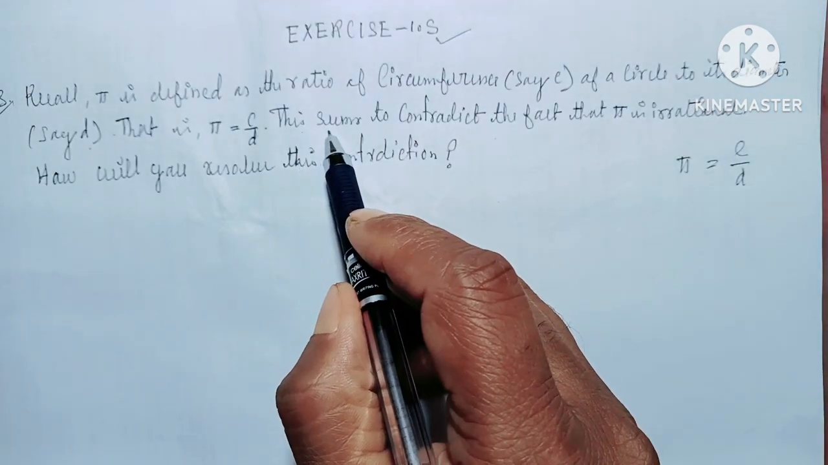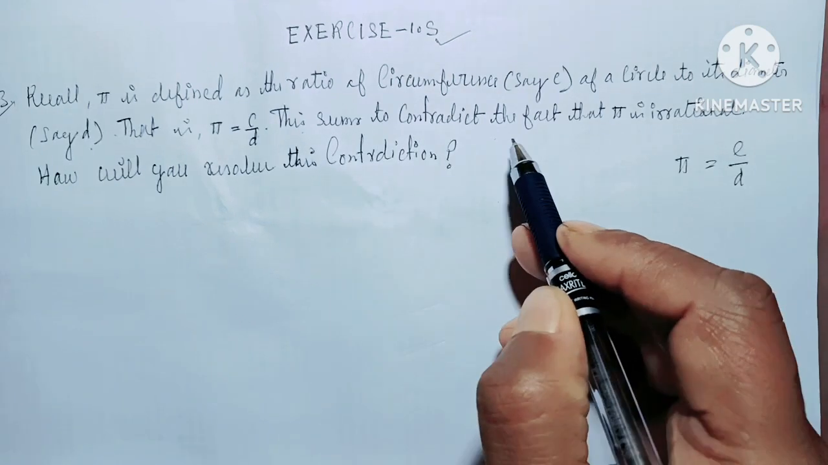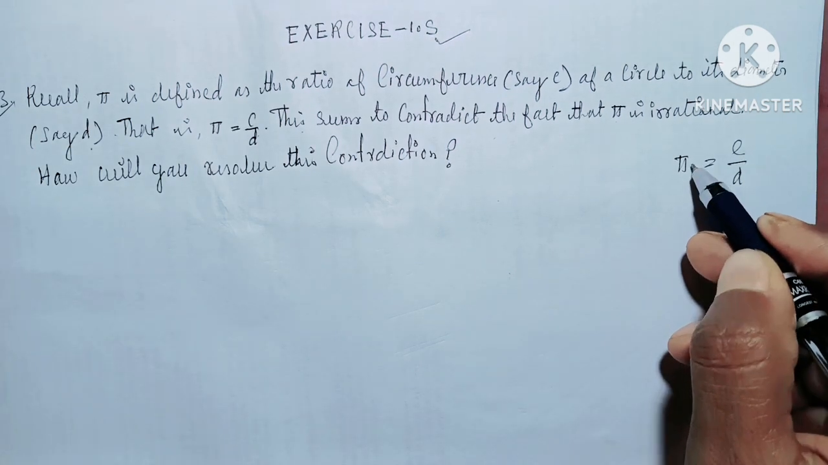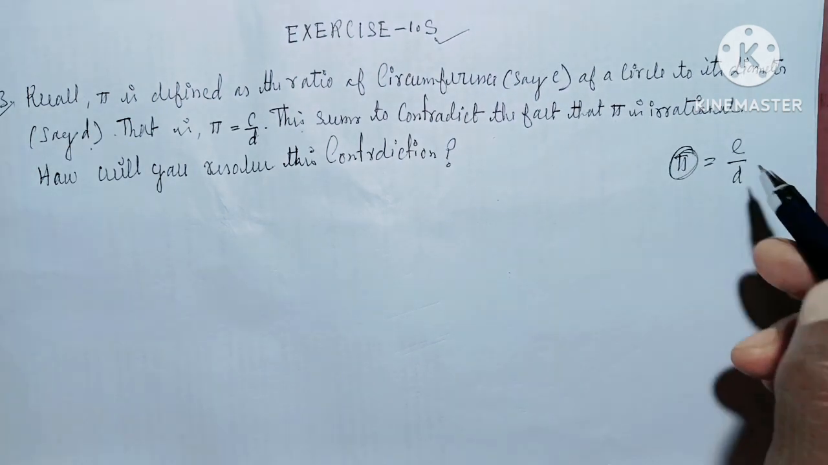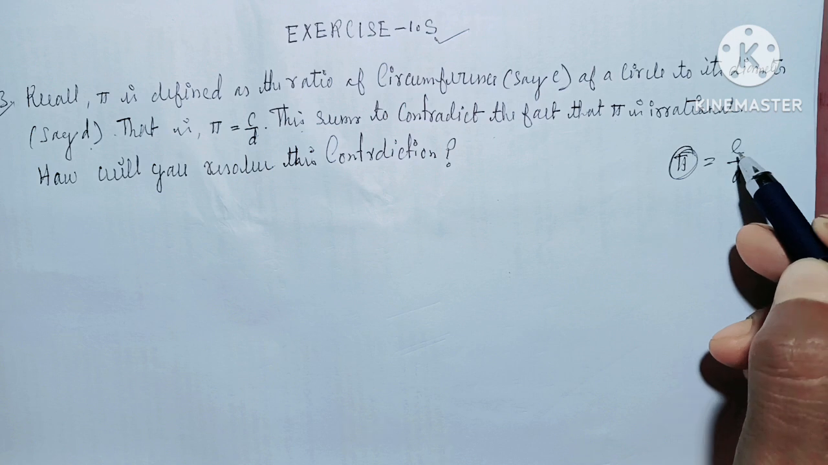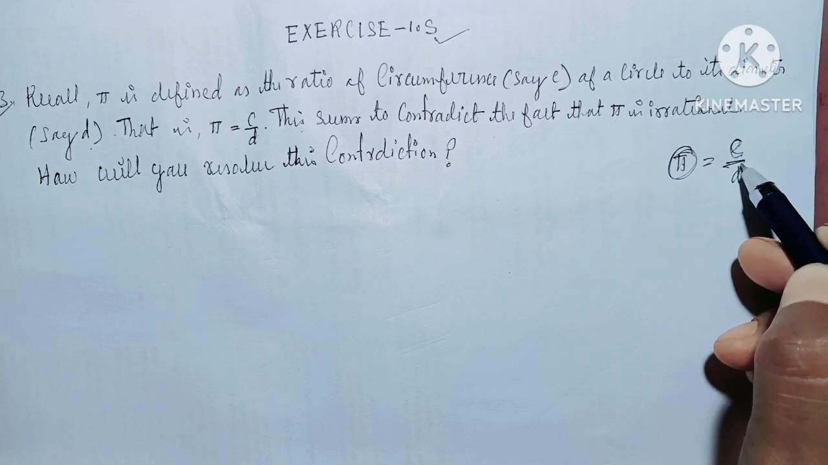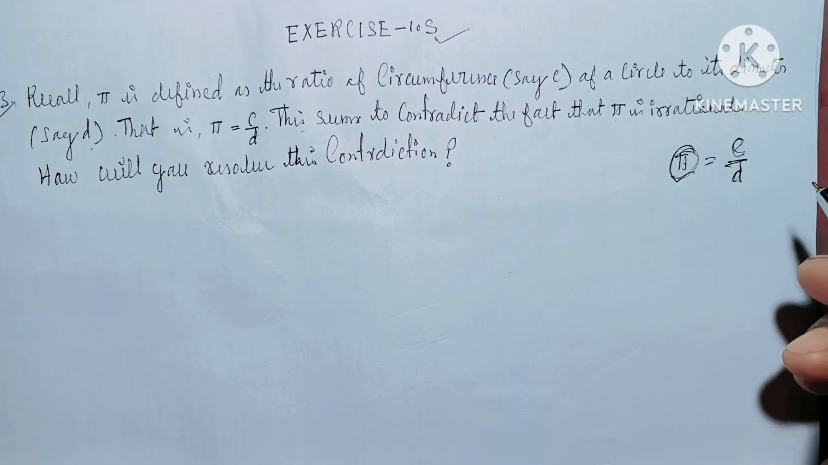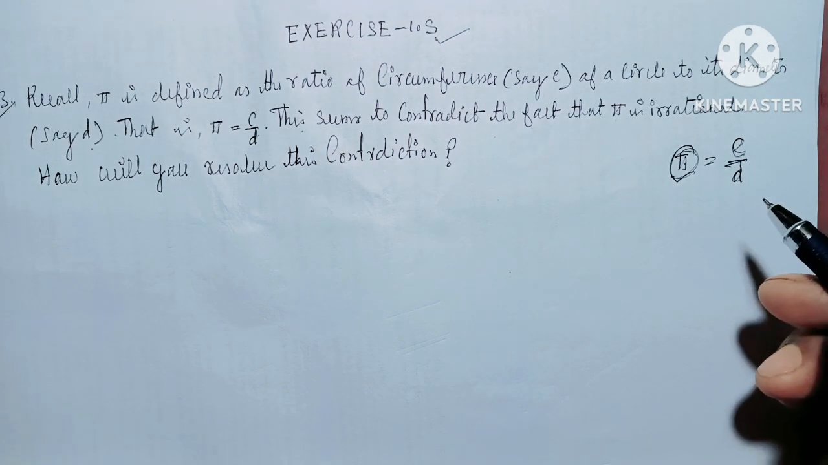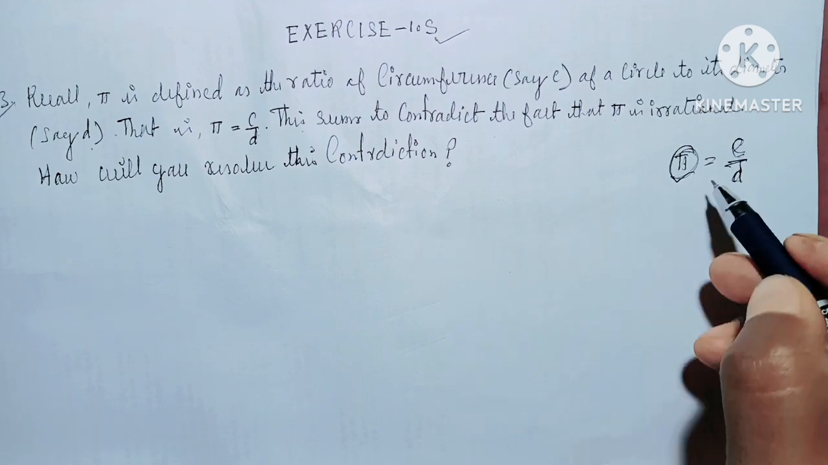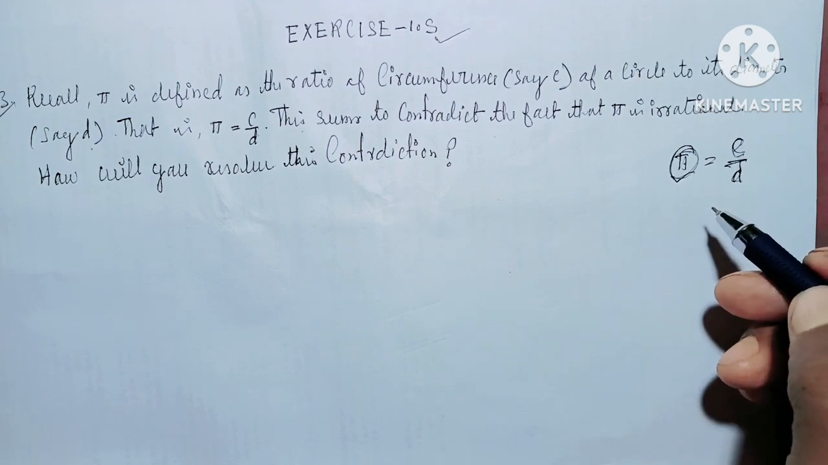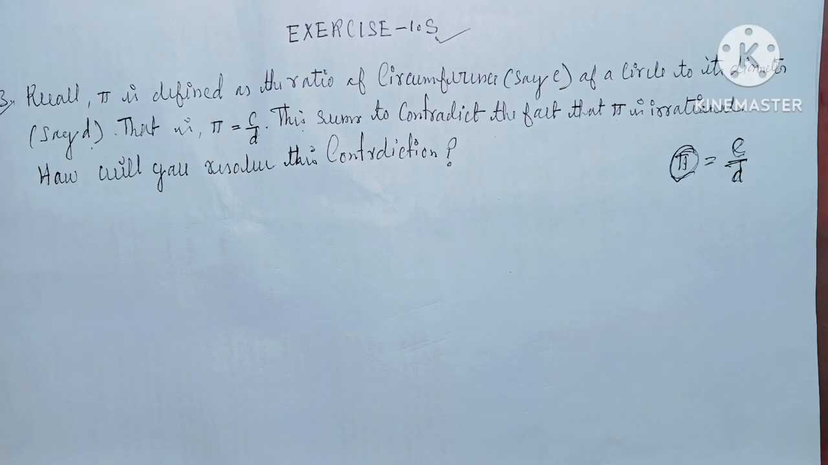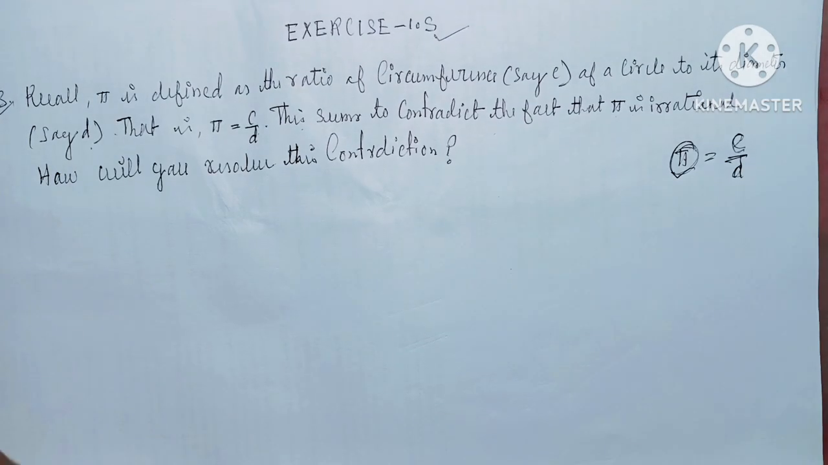Now, this seems to contradict the fact that pi is irrational. Here pi is the ratio of circumference and diameter of a circle, but pi is irrational. How do we resolve this contradiction? Let's solve it step by step.